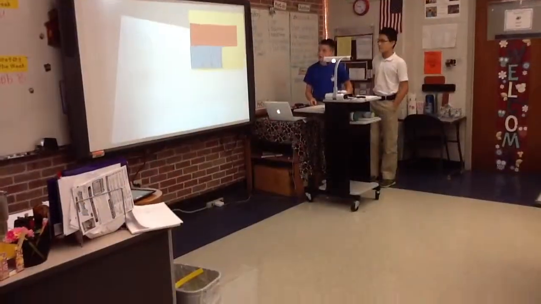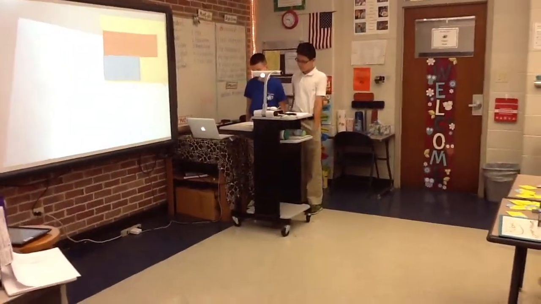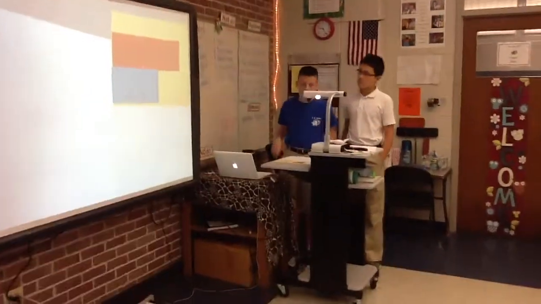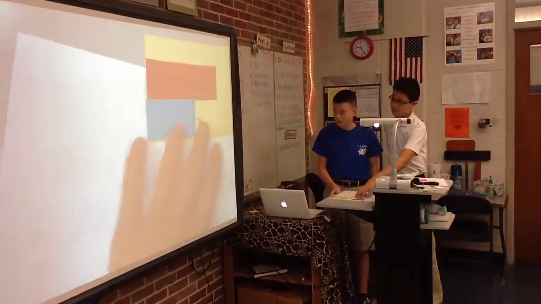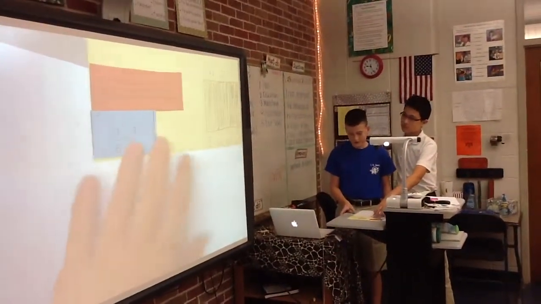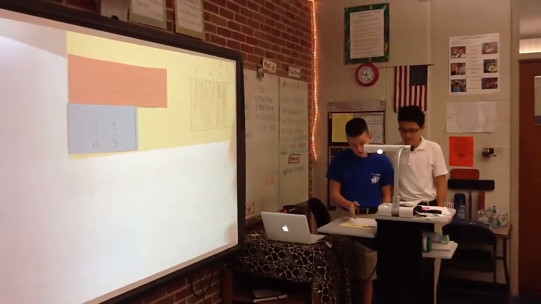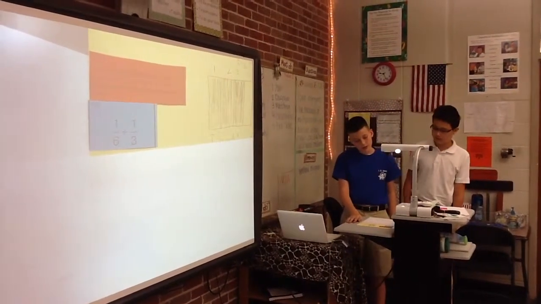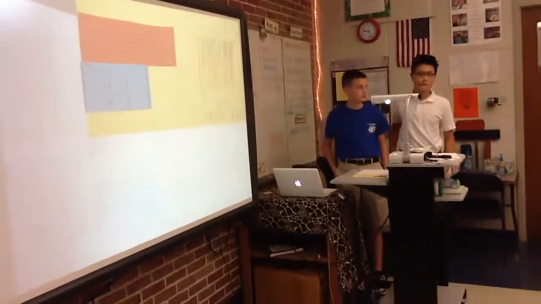Okay. So the problem says a whole pizza is divided into 6 equal slices. I eat 3 of these. What fraction of the whole pizza do I eat? So we divided it into 6 pieces, and since it said he ate 3 of these, we shaded in 3 of them, and 3/6 is equal to 1/2. So we know he ate 1/2 of the whole pizza.